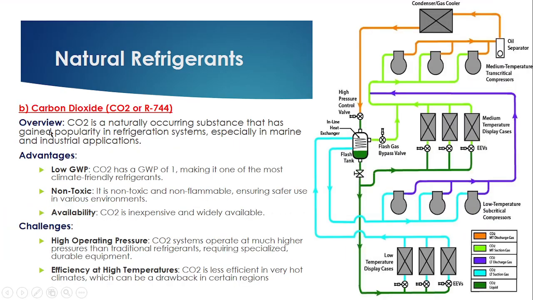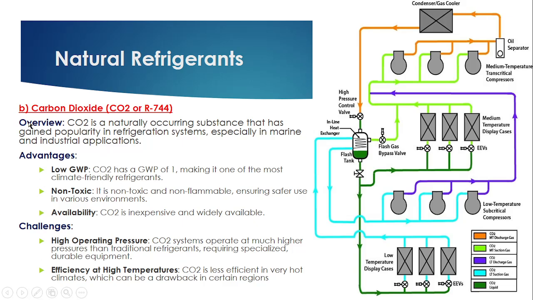After that, we come to carbon dioxide. Carbon dioxide is also a type of natural refrigerant, but it has two problems. First was the high operating pressure, and second was that the efficiency at high temperature was very low. These were the two challenges faced in the earlier generation, but now we have come up with specialized durable equipment which can operate at high operating pressure without any problem, and we have an efficient system which can reduce the drawback of its efficiency at high temperature.